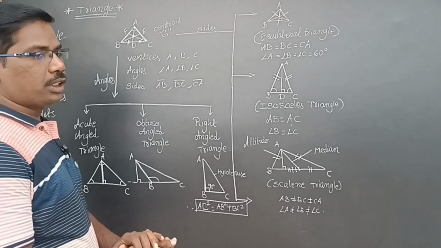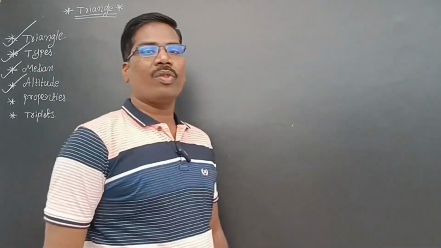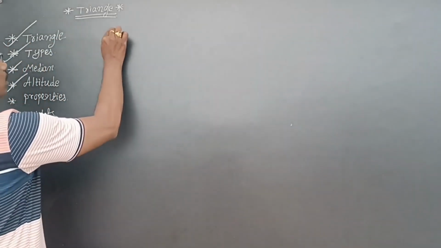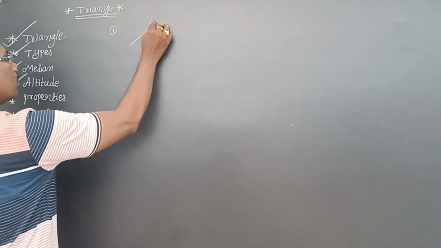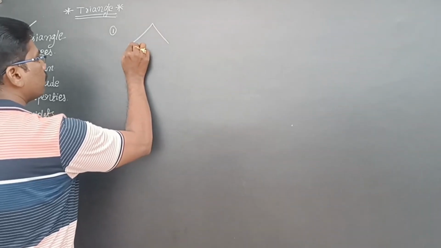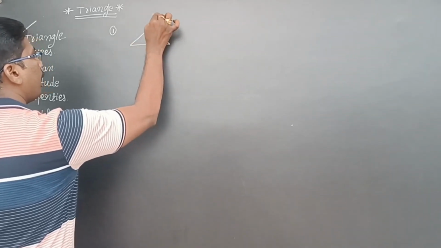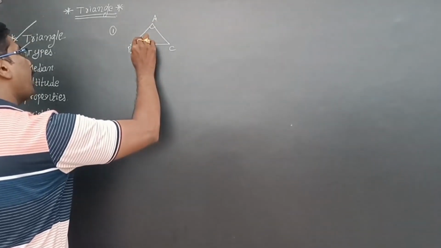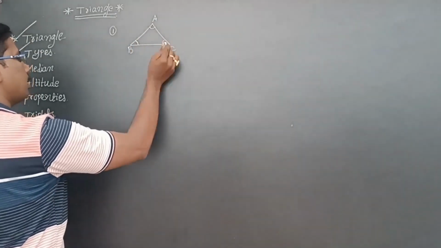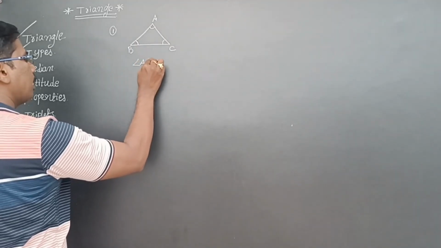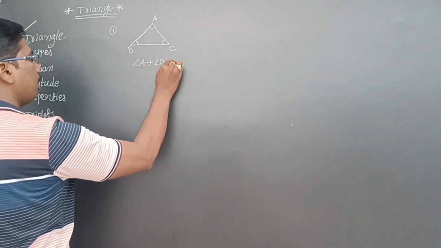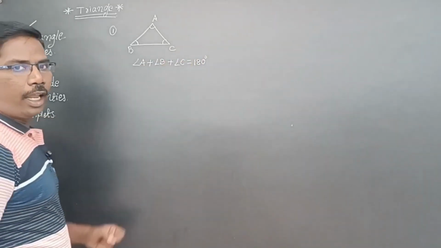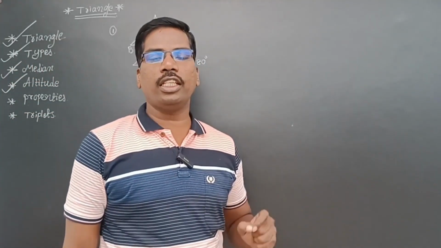Next, properties. So what are the properties? Let us see now. The first most important property: in any triangle, the sum of the angles of a triangle is 180 degrees. Means angle A plus angle B plus angle C is 180 degrees.